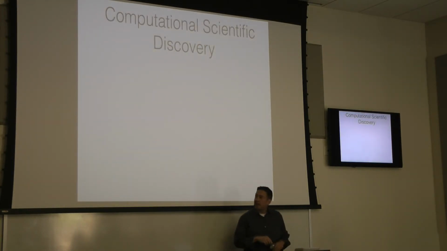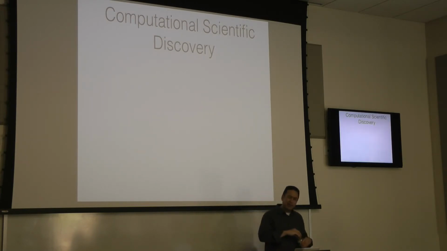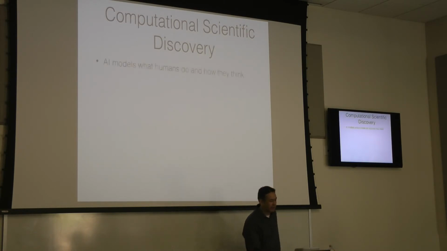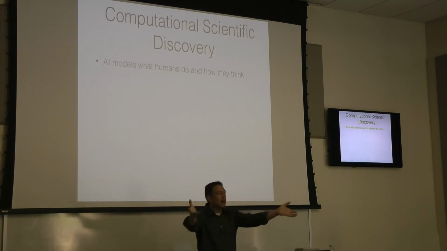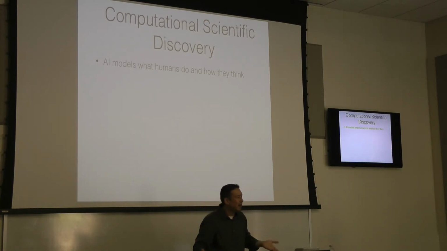All right, another strand of AI that's relevant here is what's sometimes called computational scientific discovery, sometimes called automated scientific discovery. This goes back to the early days of AI. Back in the 50s, it was a big, exciting thing. We've got computers now that could simulate human cognition. We've got the computer model of the mind.